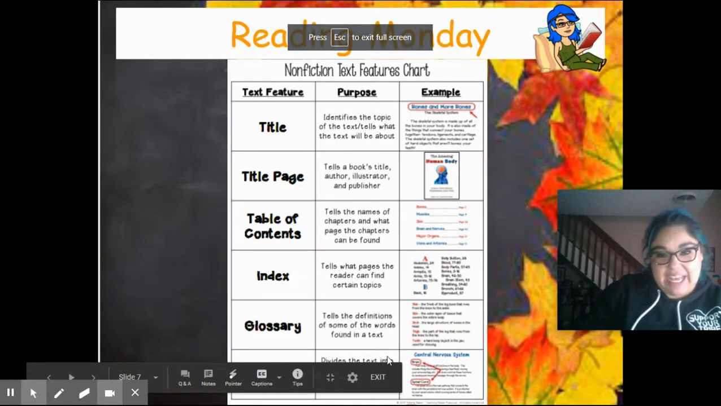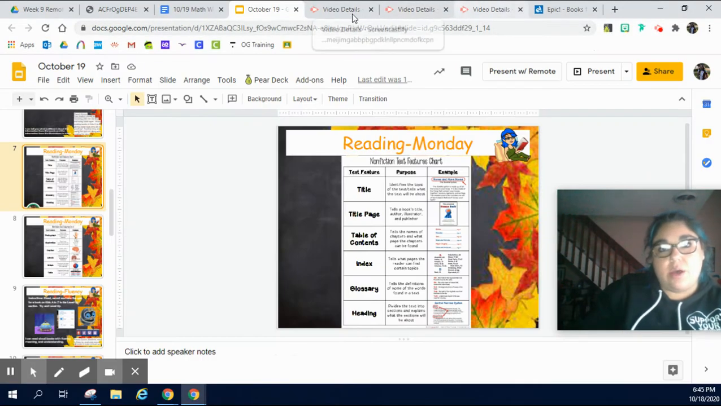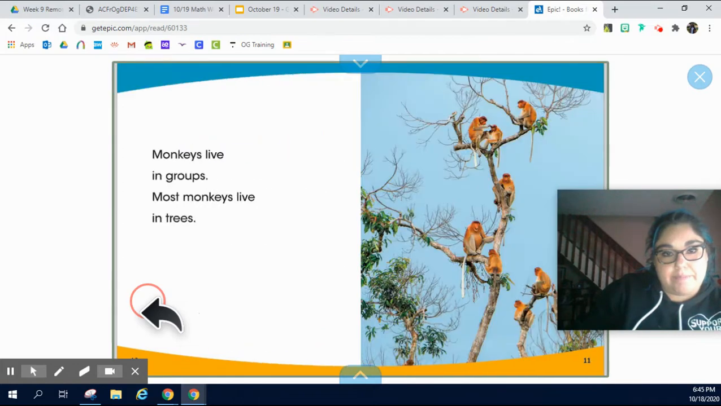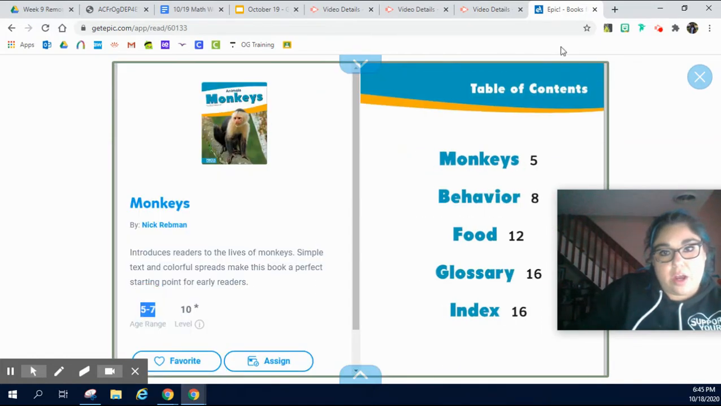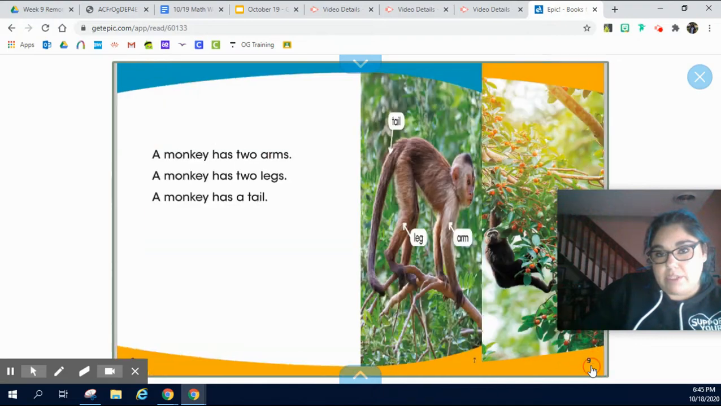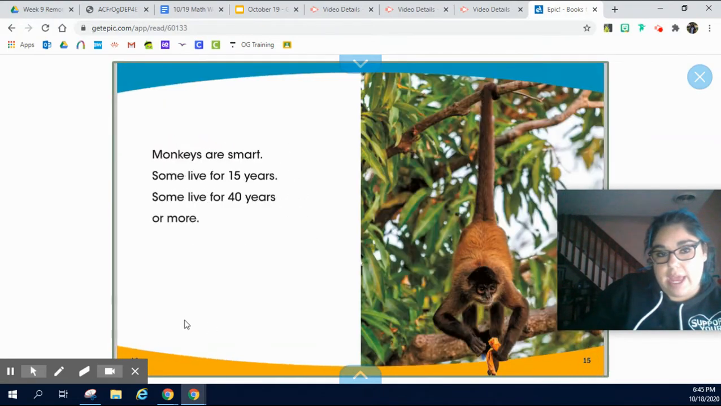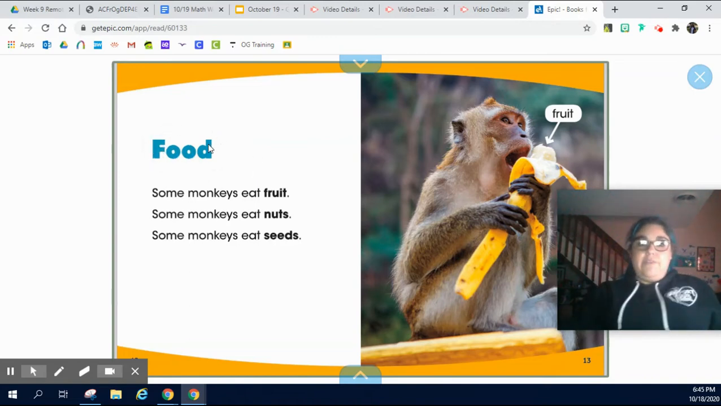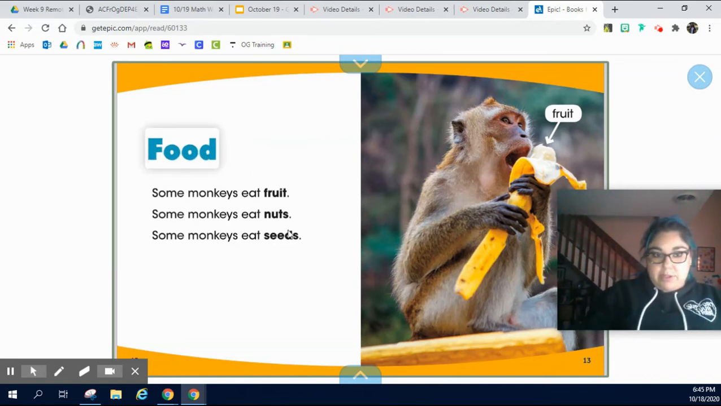headings. Headings tell us what the text is about. So if you look back in our table of contents, there's monkeys, behavior, or food. If we were wanting to read about food, I would be able to go to this page right here, and this is the heading. So this says food, and that tells me what I'm about to read about monkeys. All right.